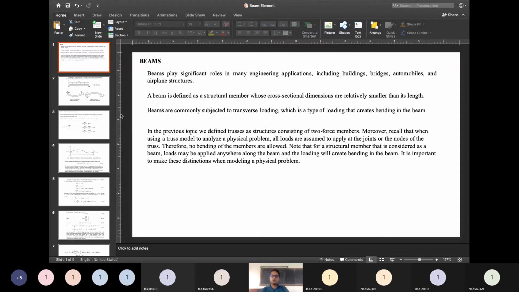So let's see what is this beam and how to derive it. Beam plays a significant role in many engineering applications, including buildings, bridges, automobiles, and airplane structures.